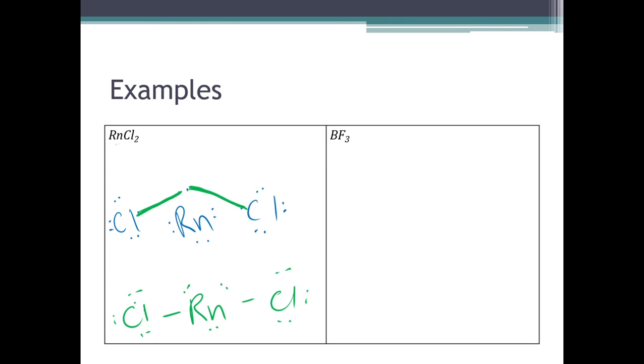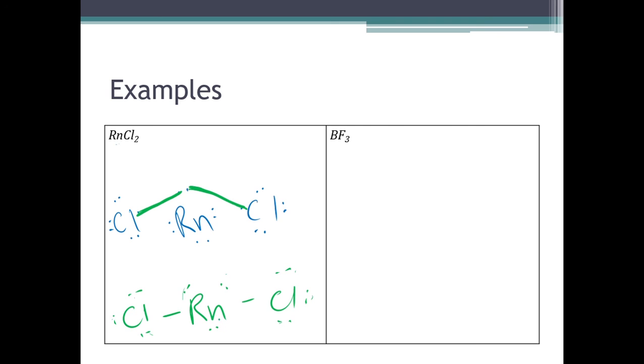So each chlorine has 2, 4, 6, 8 electrons. It is happy. Radon has 2, 4, 6, 8, 10 electrons, which is a little weird, but okay. Radon is in the 6th period. It has empty d orbitals to store electrons in.